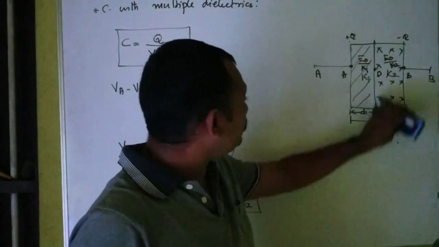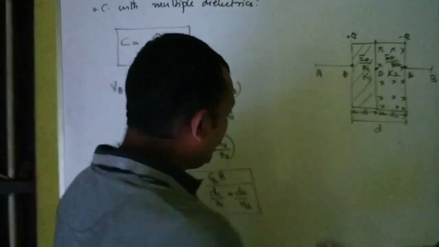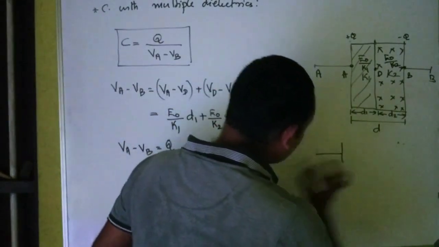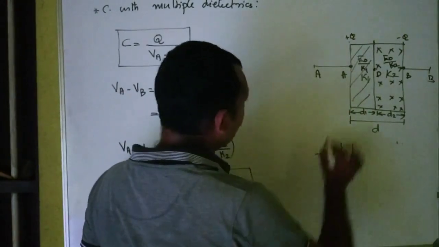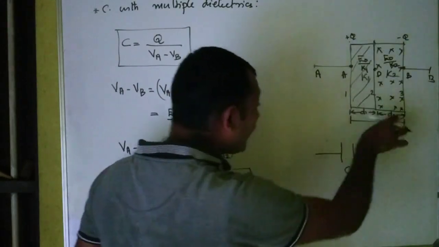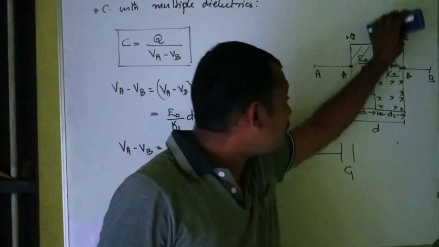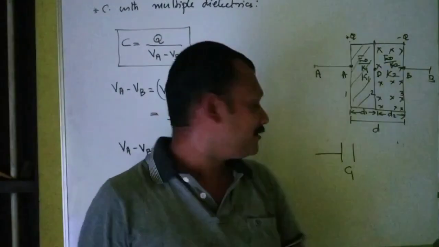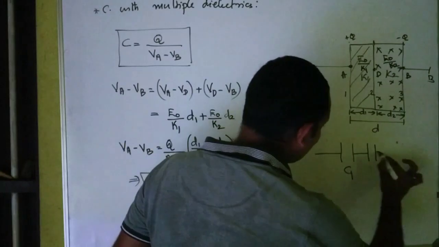The interface of the dielectric can be treated as a plate. In that situation, you can see that this is plate 1, this is plate 2. This forms a capacitor C1. Plates 1, 2, 3. The interface is considered as a plate of the capacitor. This capacitance is now C1. This capacitance is now C2.